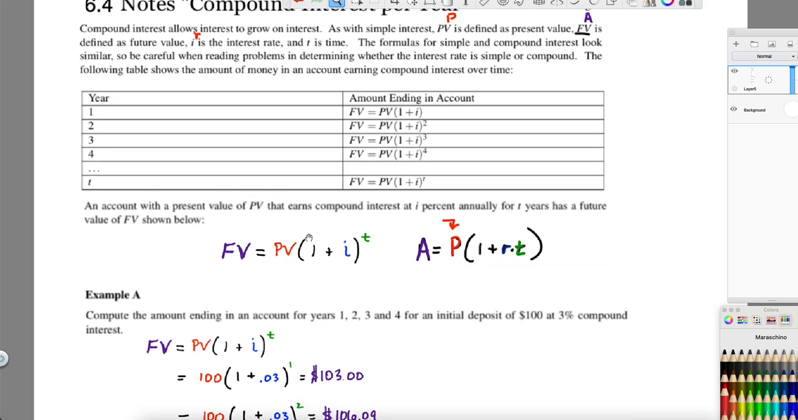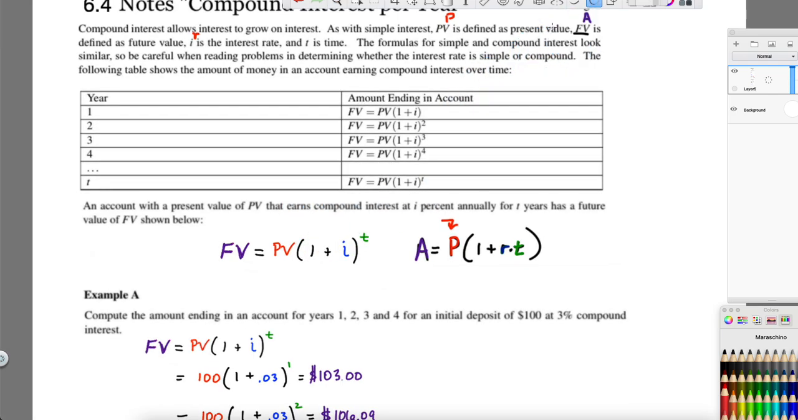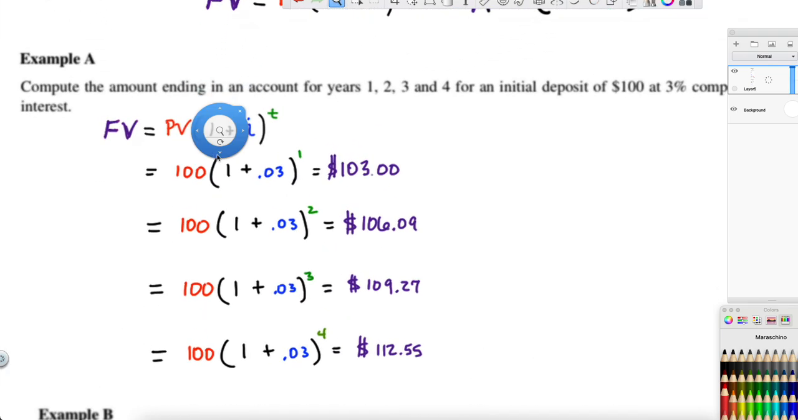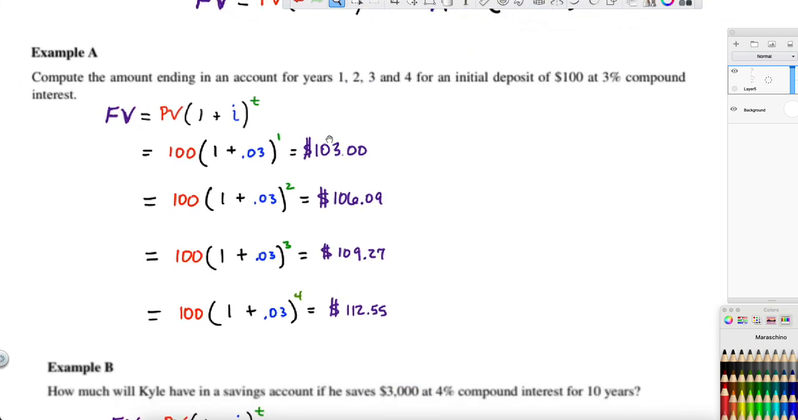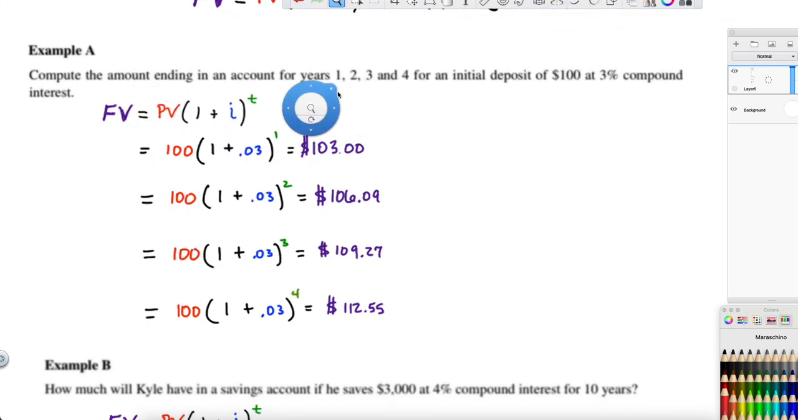As you see, the main difference in the equation is that instead of doing 1 plus r times t, we do 1 plus I, which we called r, the rate, raised to the t power. So we're raising to the exponent t instead of multiplying, and that's going to give us a bit more money. Right here we can see: compute the amount in the account for 1, 2, 3, 4 years.